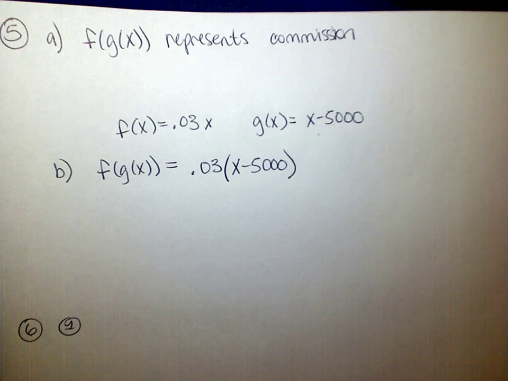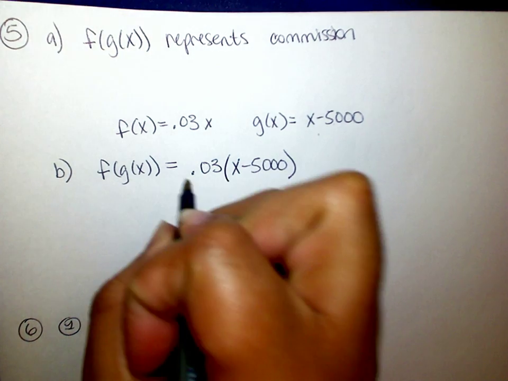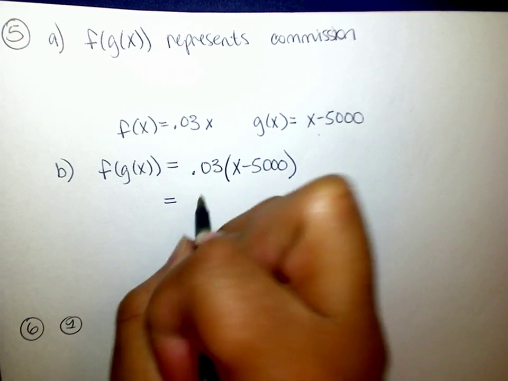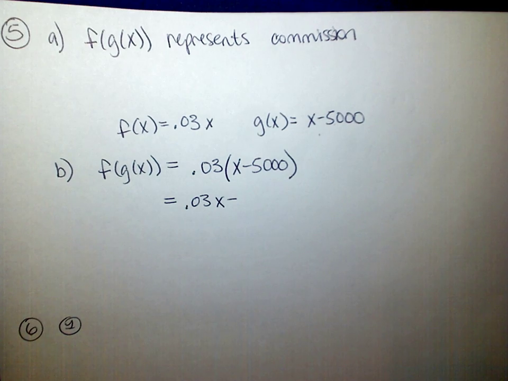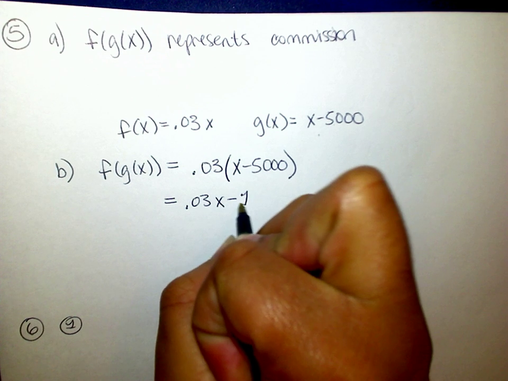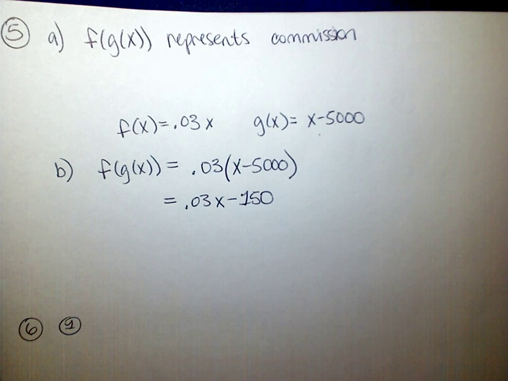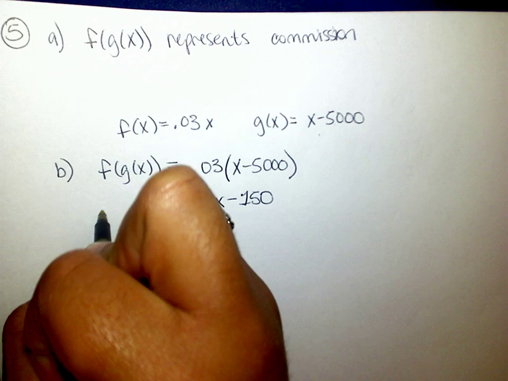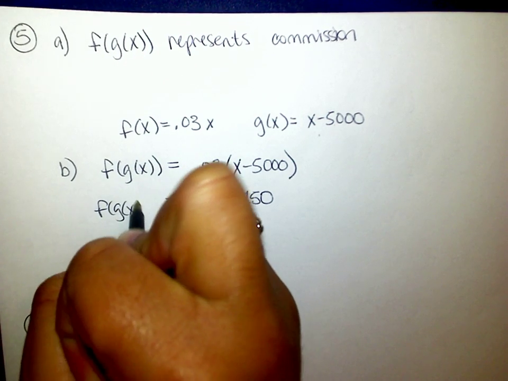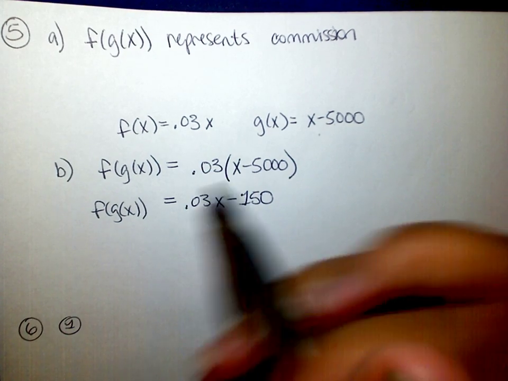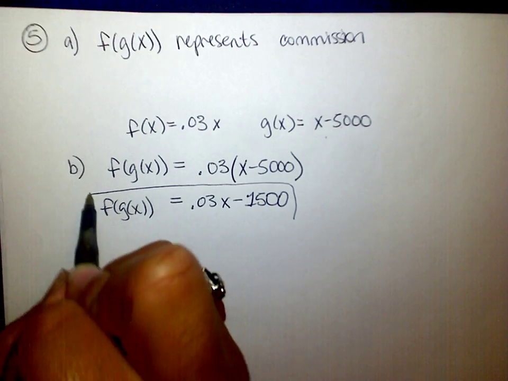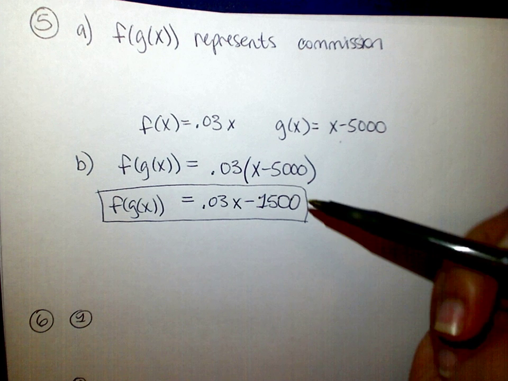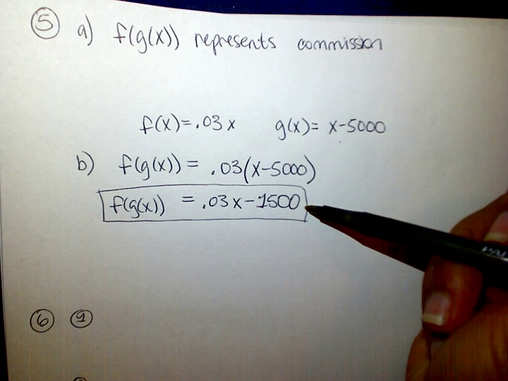Then we can distribute the 0.03. So 0.03x minus 0.03 times 5,000, which is 1,500. So f of g of x equals 0.03x minus 1,500. This is the function to figure out commission.